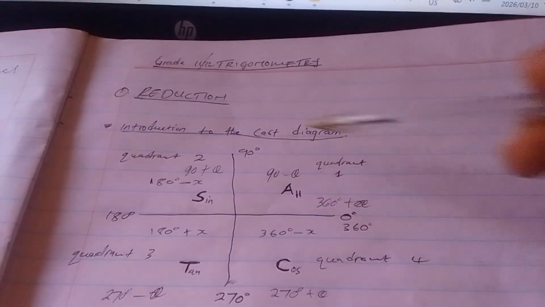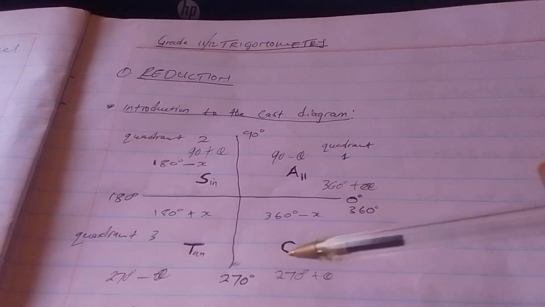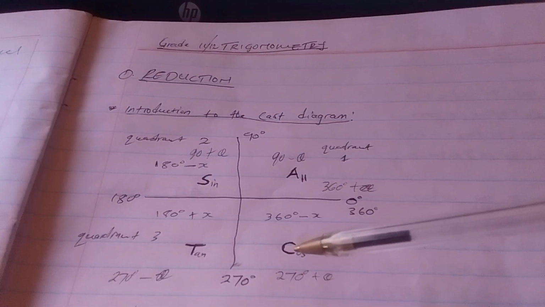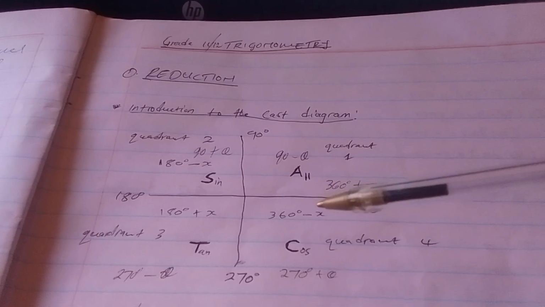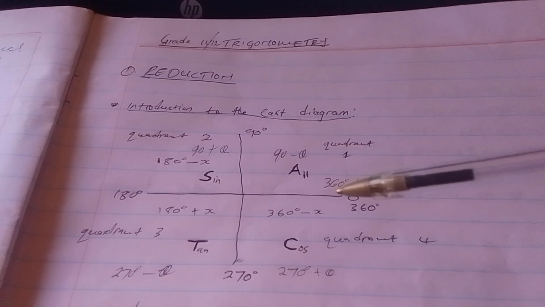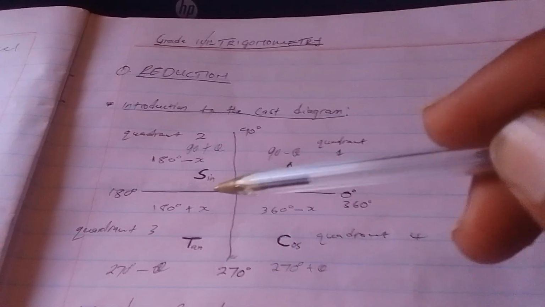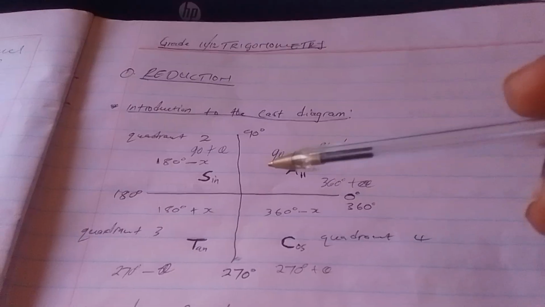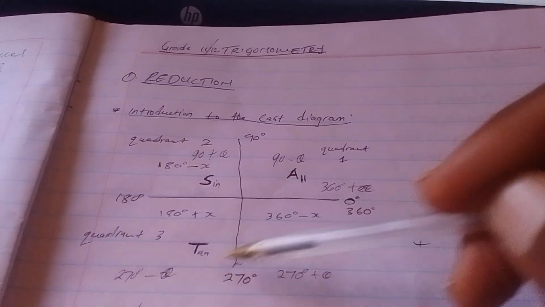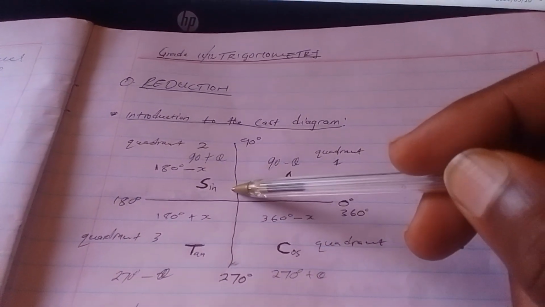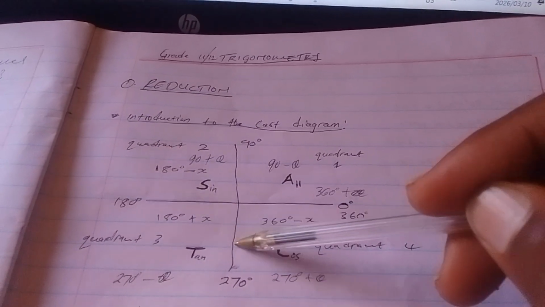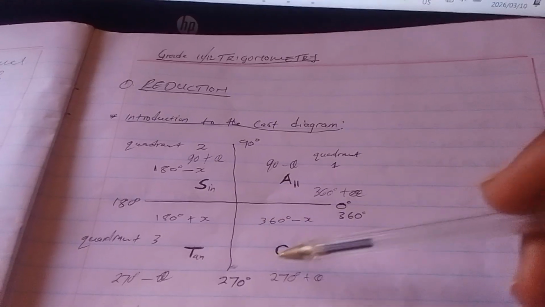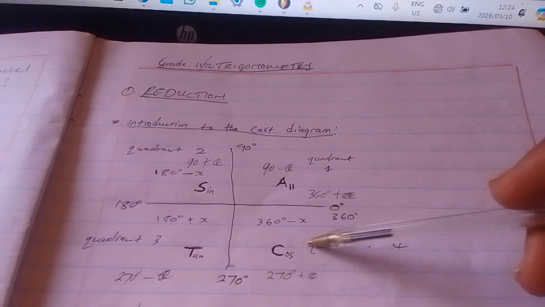This is our CAST diagram. The CAST diagram is just about the positivity or the negativity of our cos, sine and tan trig functions. Don't forget that in trigonometry sine is opposite over hypotenuse, tan is opposite over adjacent, and cos is adjacent over hypotenuse.